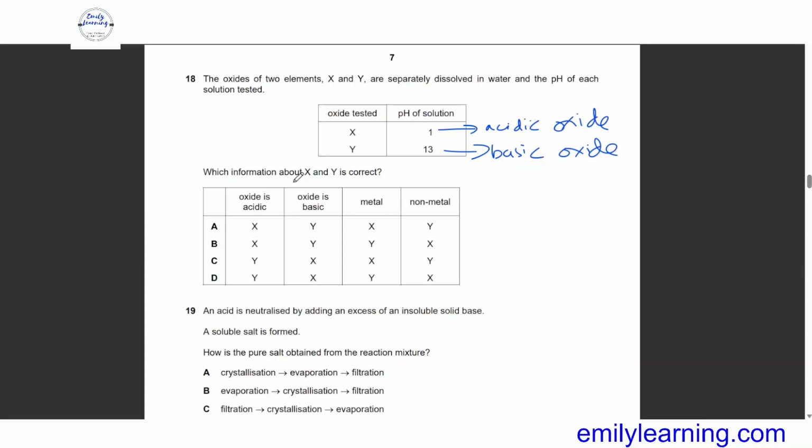So we know that X is an acidic oxide and Y is a basic oxide. So the answer option is either A or B. We can eliminate C and D now. Next, we know that an acidic oxide is formed from a non-metallic oxide, so X is non-metallic, and a basic oxide is a metallic oxide, so Y is metal. So in other words, the answer is B.